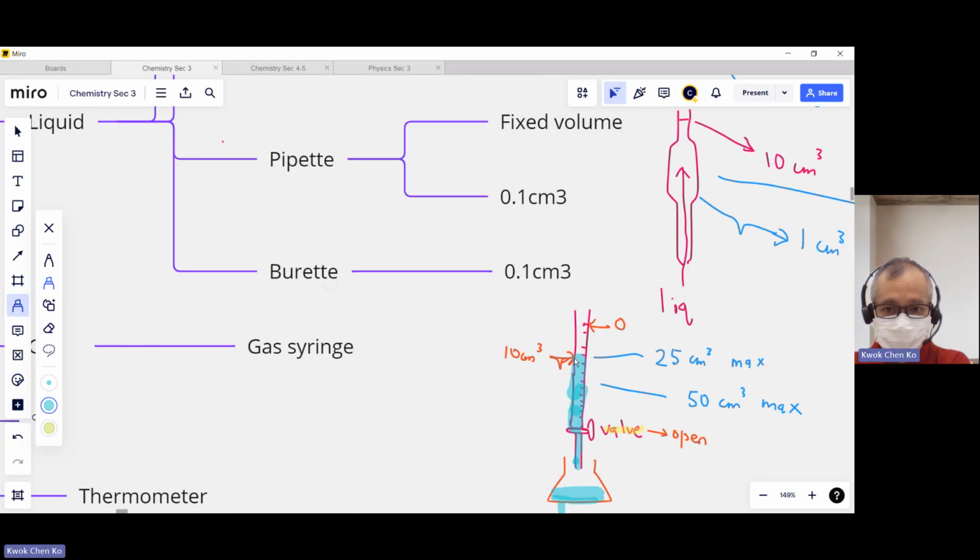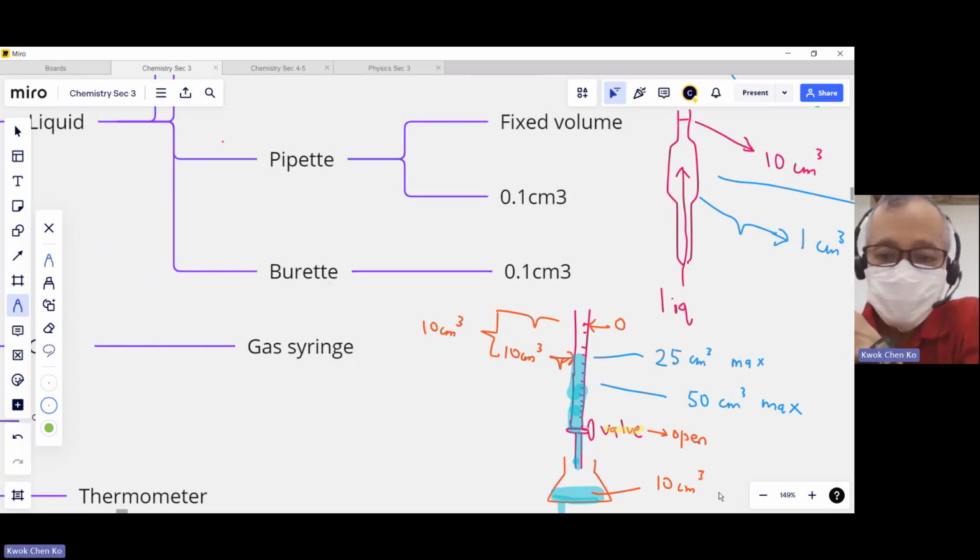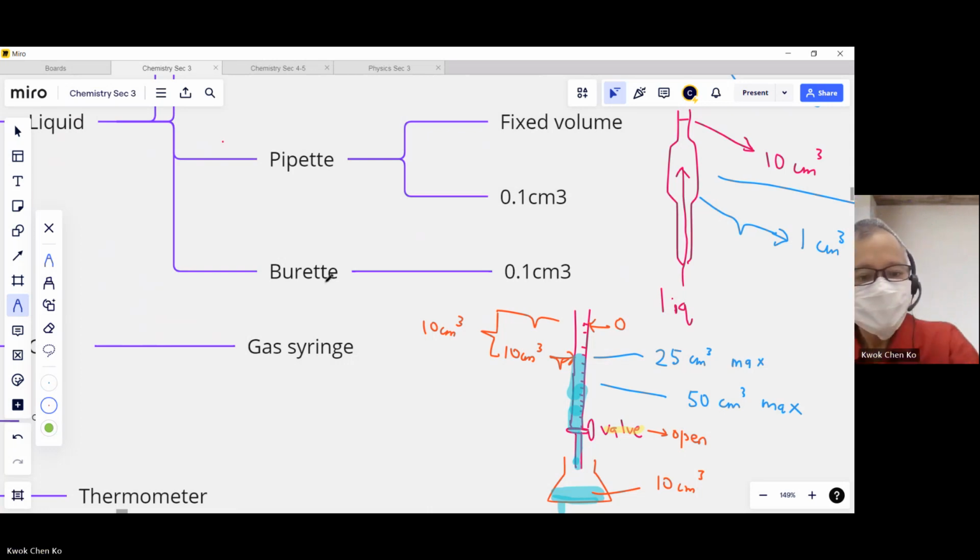Right. So essentially, it means that this volume, or 10 cm cube, has flowed into the conical flask. Right, so yeah, that's the very simple theory of how it works.